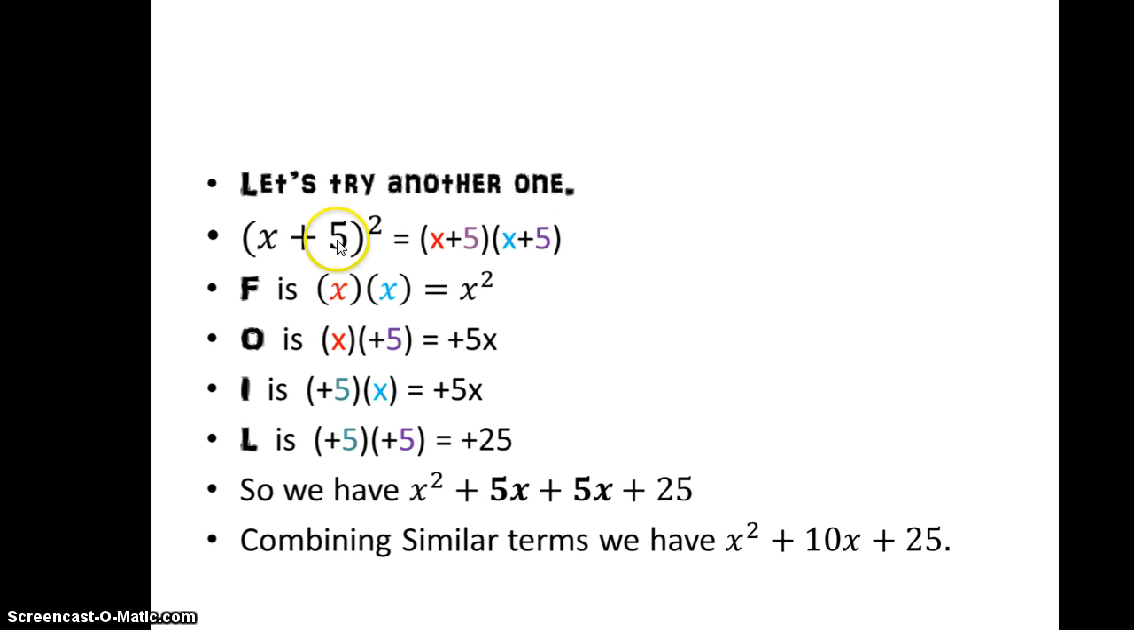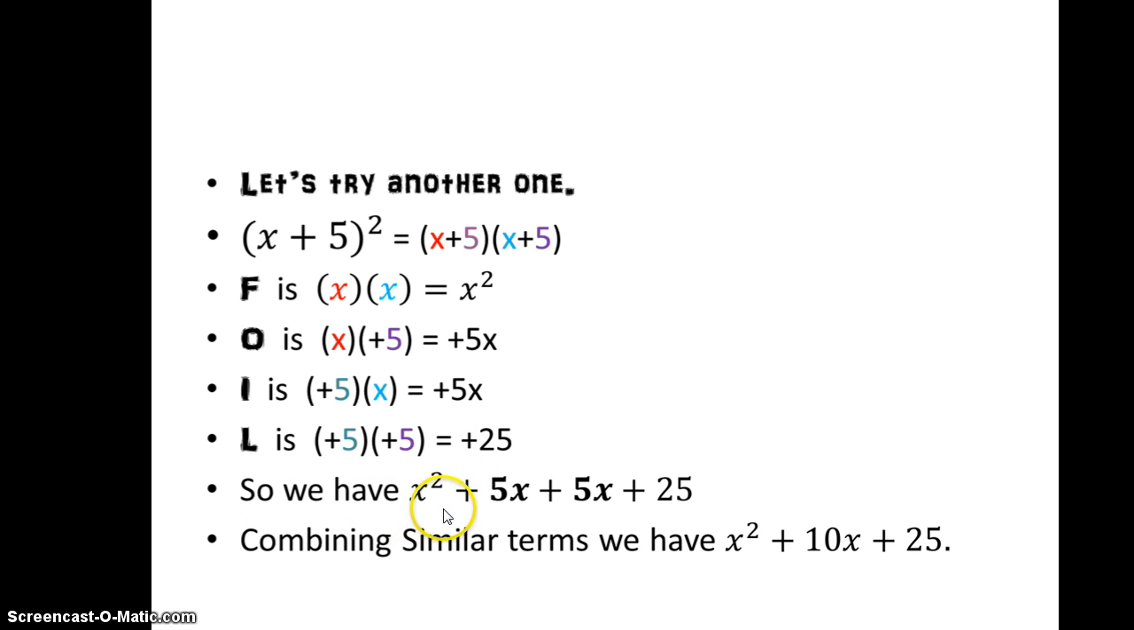Let's try another one. (x plus 5) squared equals (x plus 5) and (x plus 5). So F, or the first term, is x and x equals x squared. The outer term is x and positive 5 equals positive 5x. The inner term is positive 5 and x equals positive 5x. And the last term is positive 5 and positive 5 equals positive 25.